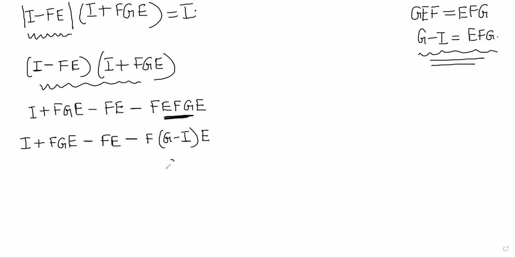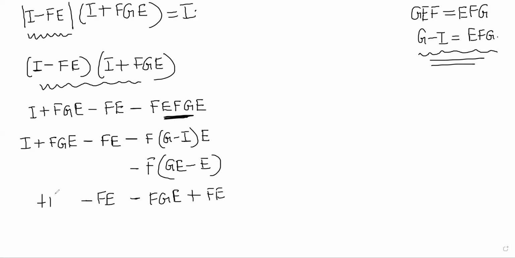And if I simplify this a little, this is GE minus E multiplied by F, like this. So this is minus FGE plus FE. And there was a minus FE here, and there was a plus FGE here, and a plus I here, right? So if you see, plus FGE gets cancelled with this, and minus FE gets cancelled with this, we are simply getting that this is equal to I, right?